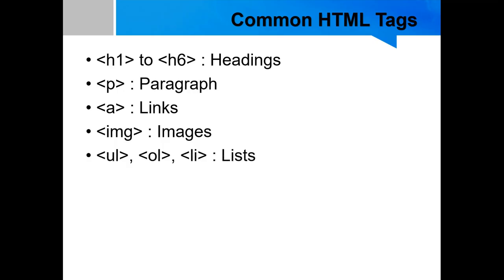Ul, ol, and li are used to create lists, both bullet points and numbered lists. Div and span are containers. These don't have a direct visual effect, but are useful for grouping and styling elements with CSS. These tags are like the alphabet of web development. You combine them to create more complex content.